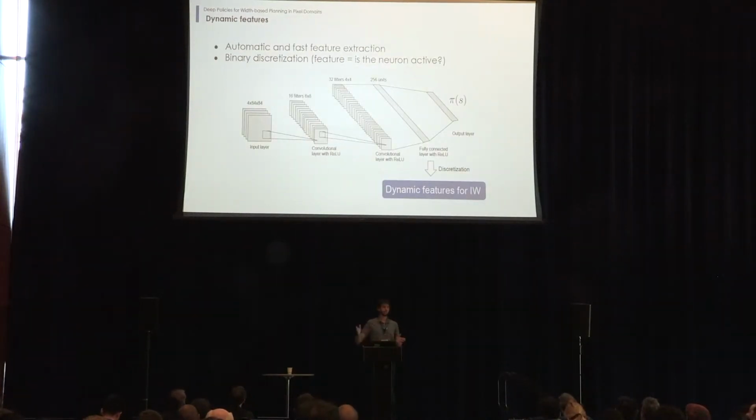So since we have a mapping from states to distribution over actions, we can use the latent space learned by our policy estimate to extract some features. So we look at the last hidden layer and see if the neuron is active or not to define our set of features. And we call this dynamic features.